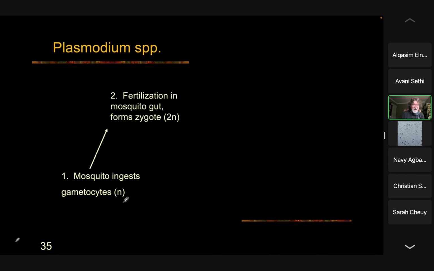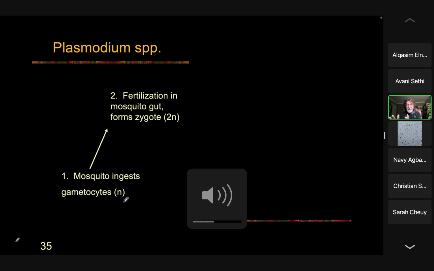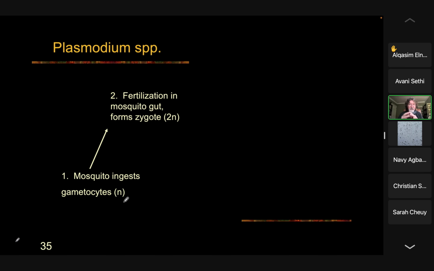I don't know why it does that. It takes in at least 2 of these gametocytes, and of course, these gametocytes end up in the midgut. Insects have a foregut and a midgut. The midgut is where hydrolytic digestion takes place, and the cell surface of that gut is only 1 cell layer thick. And so these 2 gametocytes will fuse to become the zygote.